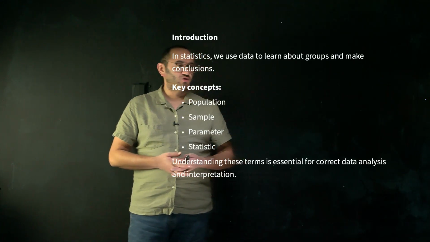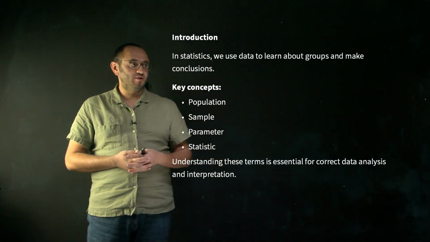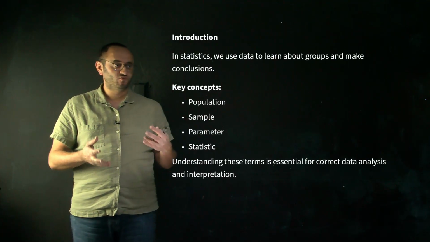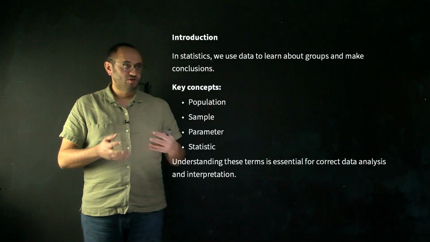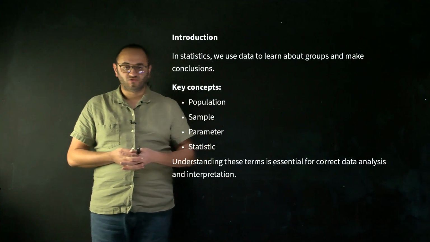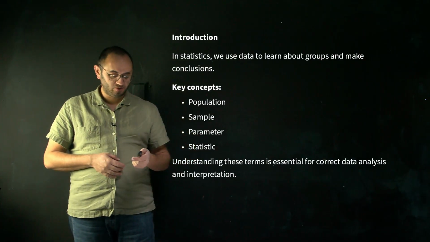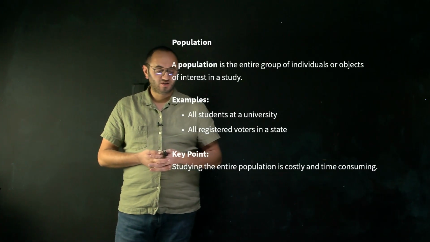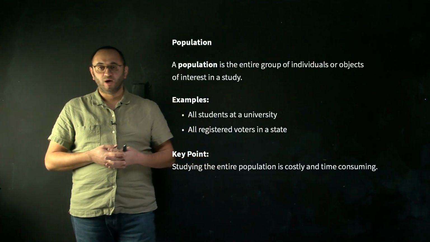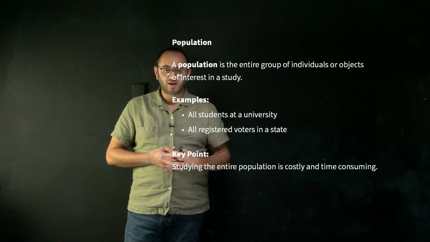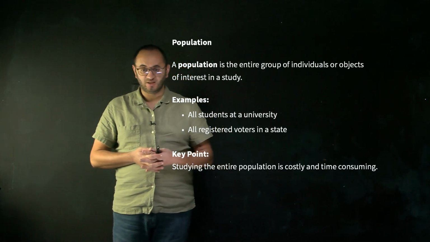All right, so as I mentioned, in statistics, we use data to learn about groups to make conclusions, so we have to understand those definitions, and understanding these terms is very important for correct data analysis and interpretation. So the first definition is the definition of population. A population is the entire group of individuals or objects of interest in a study, right?